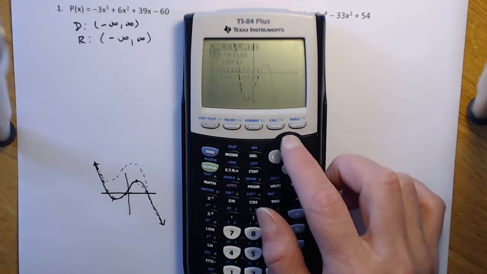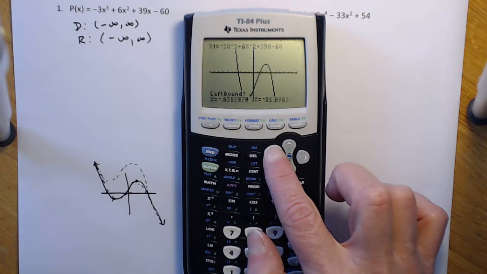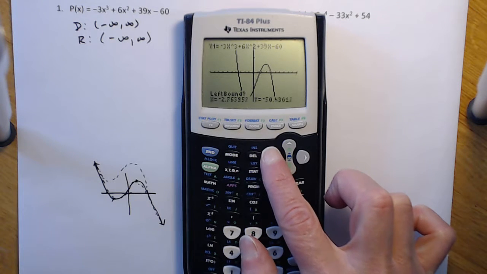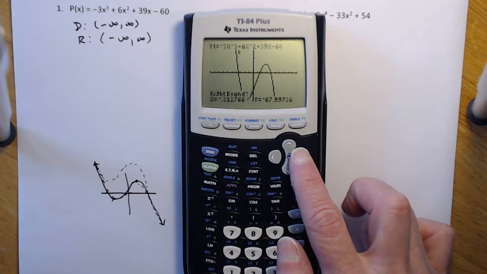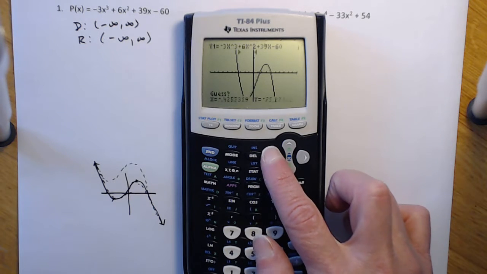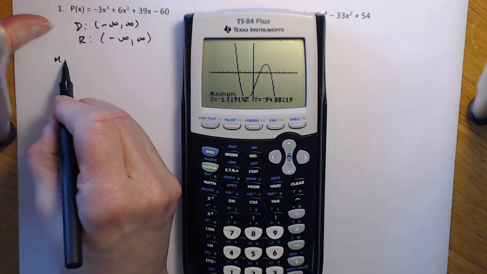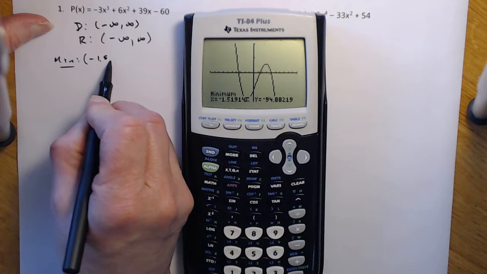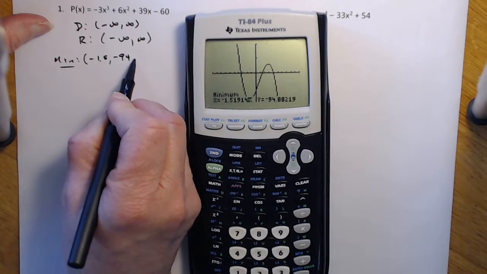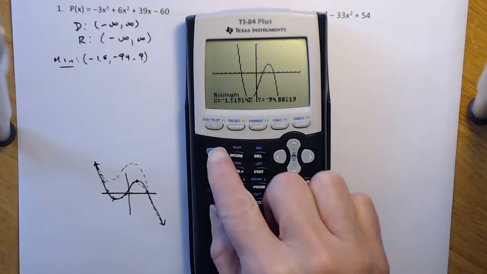So the minimum is down here, so we're going to second calculate. We have to go left of it. We have to go right of it. And then we make our guess. So we have a minimum at negative 1.5 comma negative 94.9. Alright, let's do our maximum.